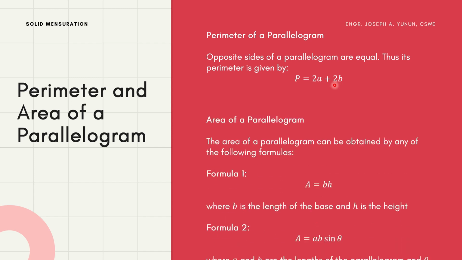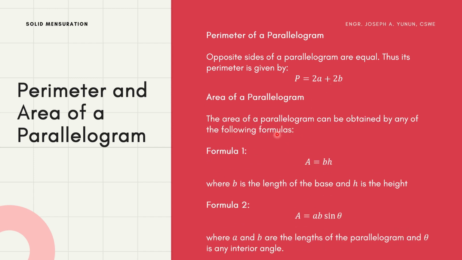Okay, and then you have the area for the parallelogram. You have two formulas here. If given base and height, you can use this formula. Then you can use this formula if the given are two adjacent sides and an included angle between them, or any interior angle probably can be used. So take note of those formulas. You might be using them in future lessons.